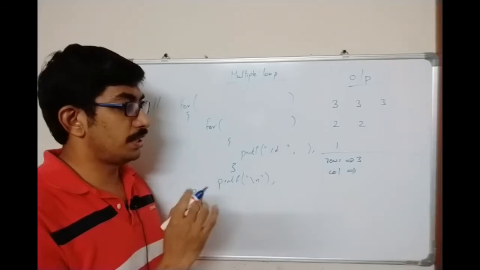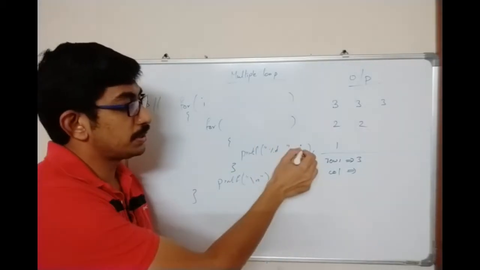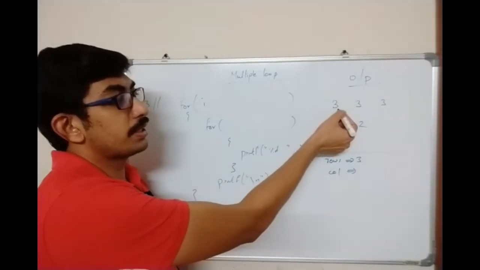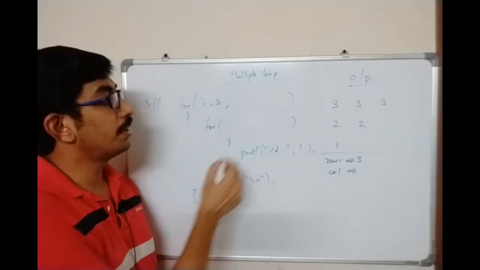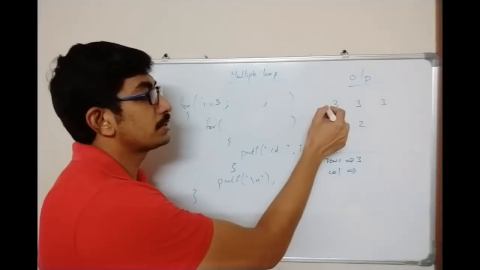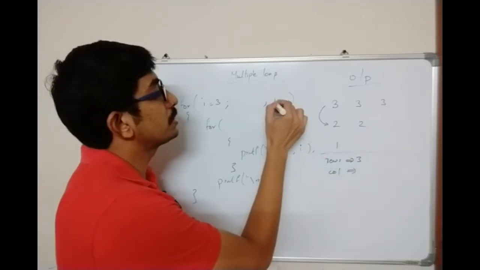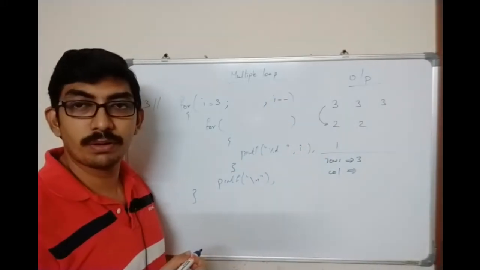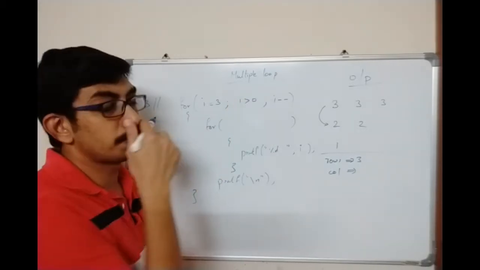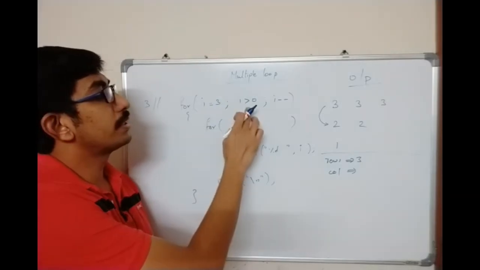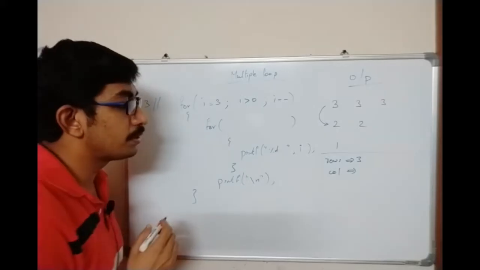I am checking whether I can use the same variable i for displaying. If I have to display i and get an output of 3, the initial value of i should be 3. How do we update it? In the second row, while displaying i, the value should be 2, which means i should be decremented. This loop has to execute 3 times. So i equals 3, i greater than 0, i minus minus. That's clear. Now what about the inner loop?